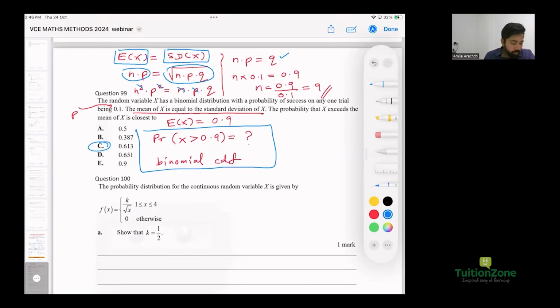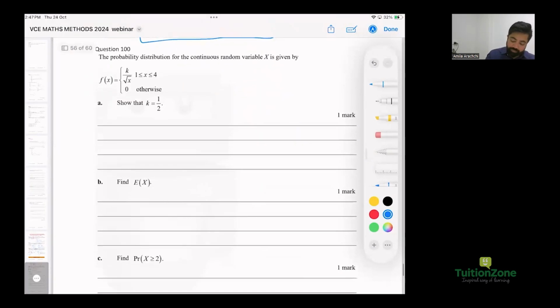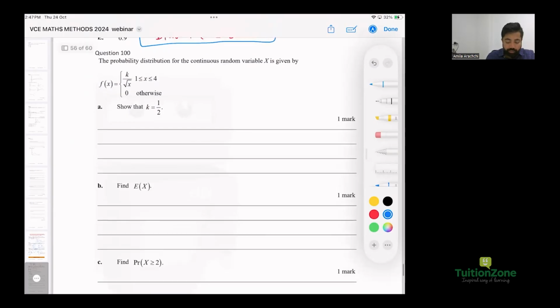All right, try the 100. Let me see whether it's tech active or tech free. This looks like tech free. All right, looks like no calculator. Good practice. You just don't have the formulas either. So first thing is asking to show that k is equal to half.